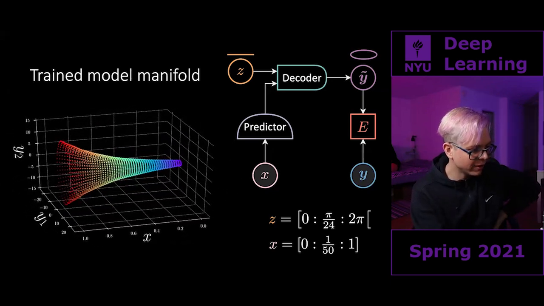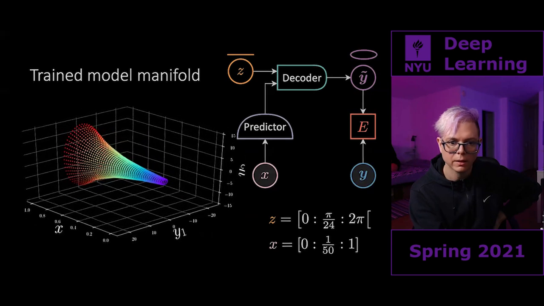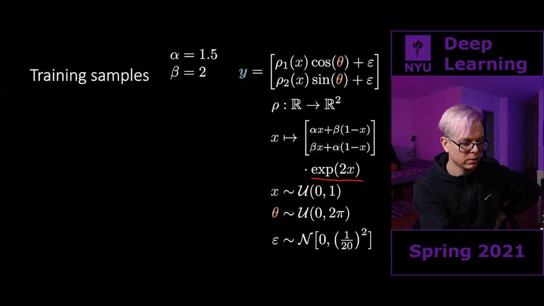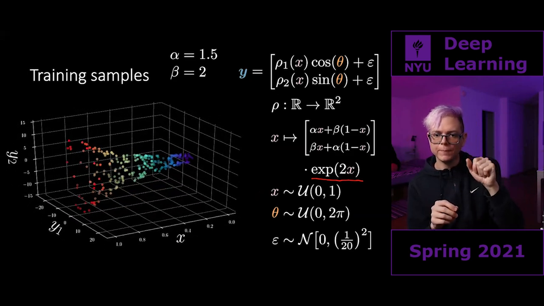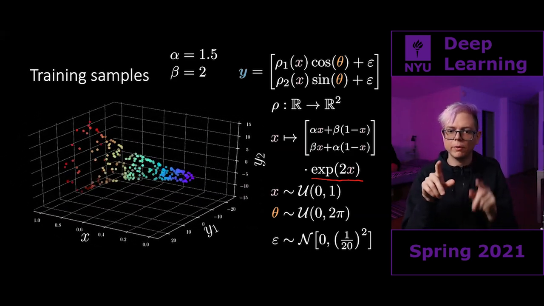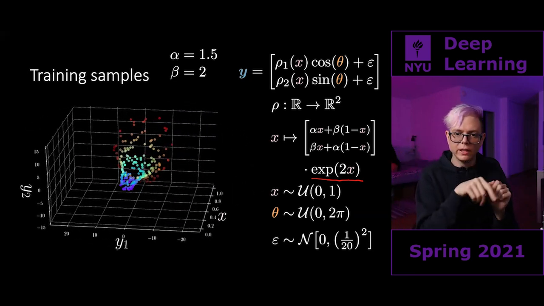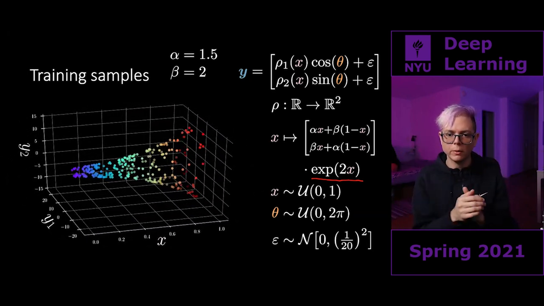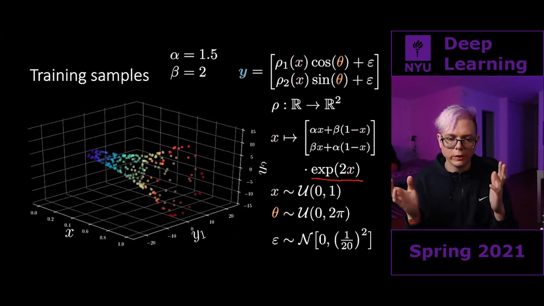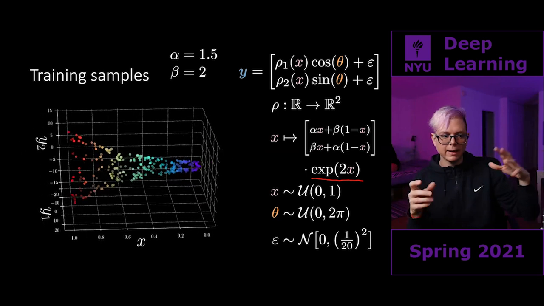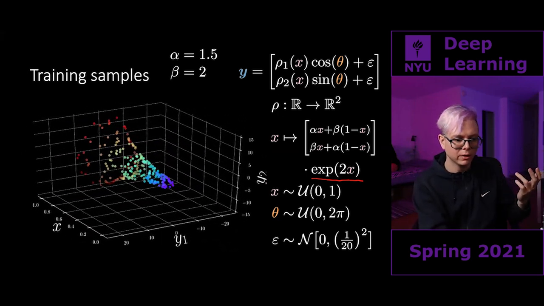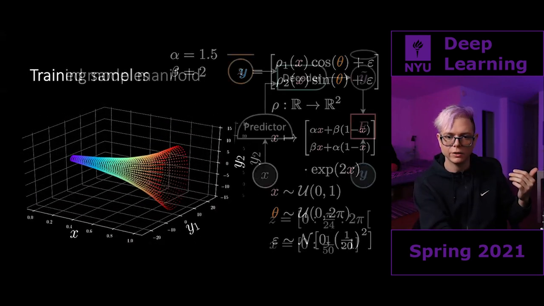As I showed you before, my training data was this one, right? You can see here my training data is sampled. X is sampled from the uniform distribution. Theta is sampled from the uniform distribution. Epsilon is noise. So here you have discrete samples, right? Then how do I train this? I just use the zero temperature limit free energy, right?